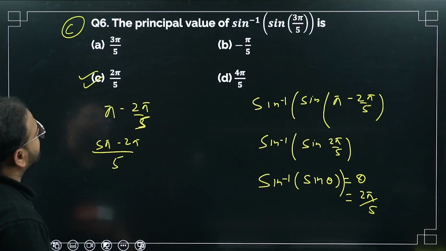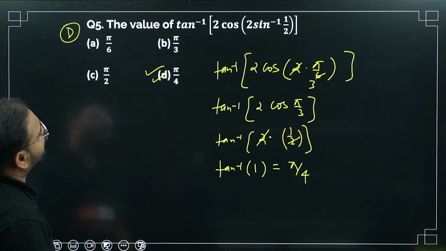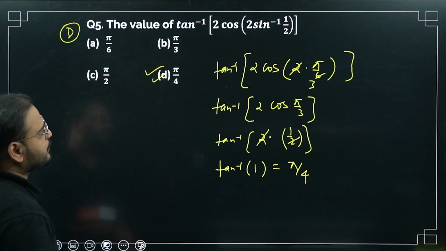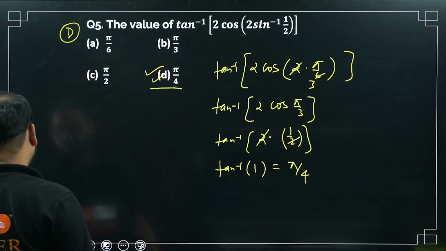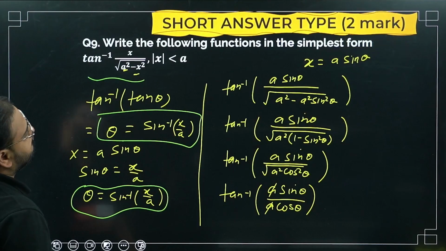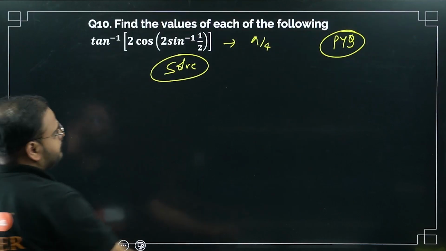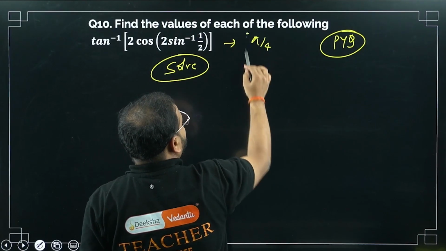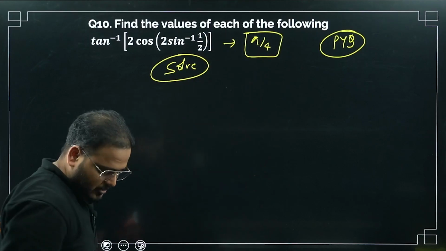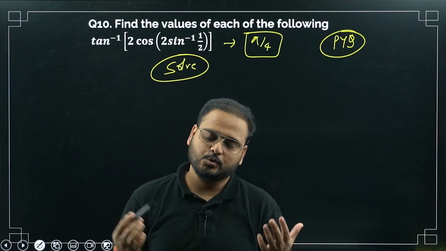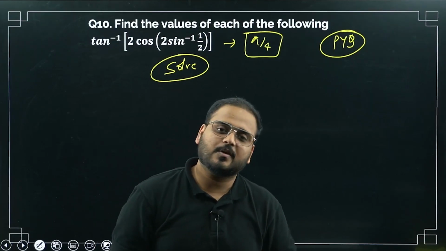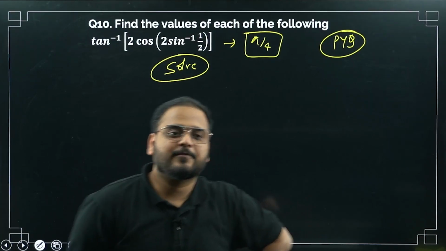Tan inverse of 2 cos 2 sine inverse of 1 by 2 is pi by 4. The answer is pi by 4. That's what I've got over here. This is your answer, but please solve it from your side also. I hope you are solving your questions from your side. If I'm going too fast, pause the video and solve the questions from your side at the same time. Okay, let's move ahead.